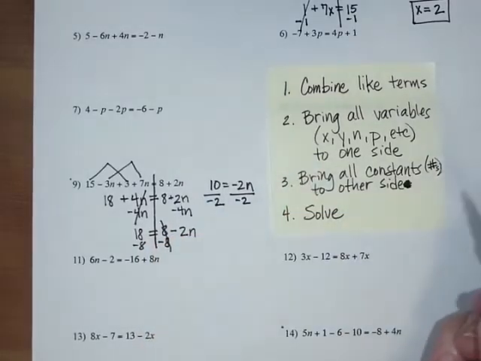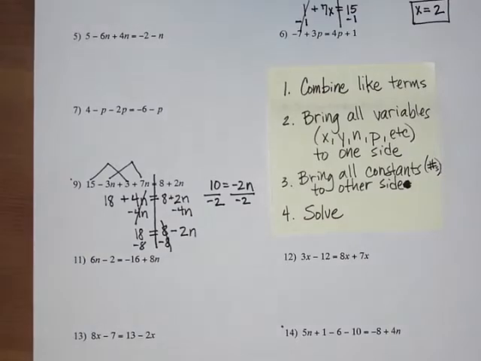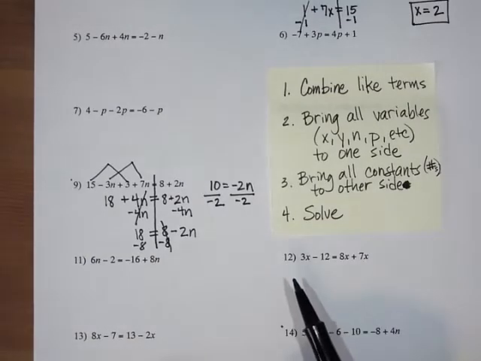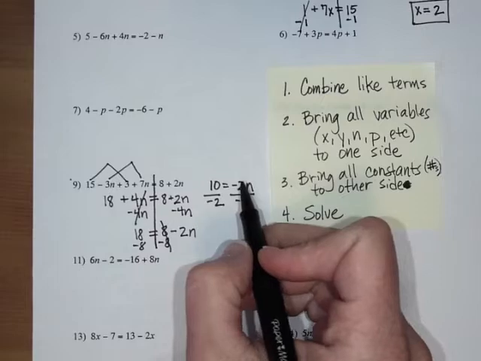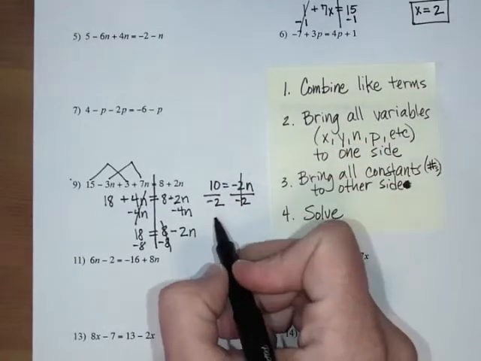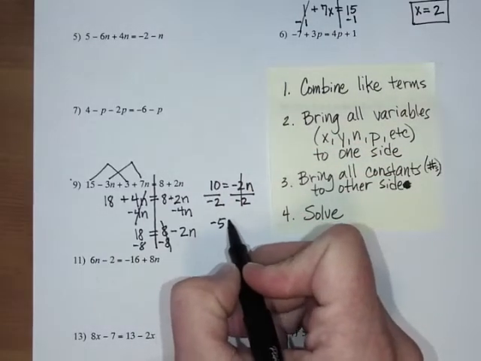Dividing by negative 2. Hang on, I think my son is calling my name. One second. Okay, we're back. Sorry about that. All right, so dividing that out, 10 divided by negative 2 gives us negative 5 equals n.